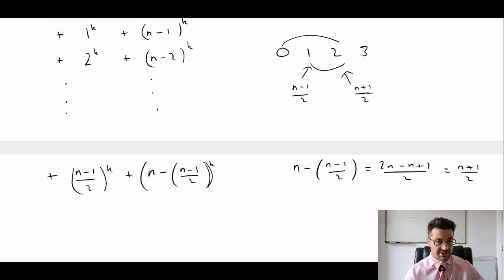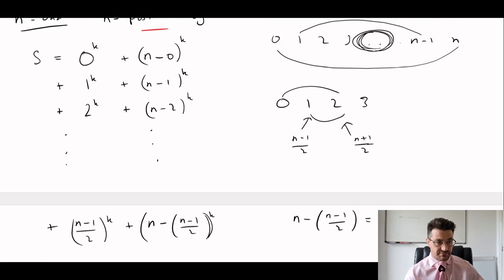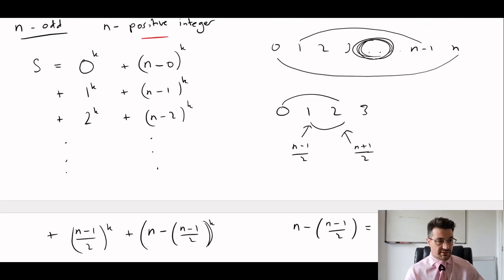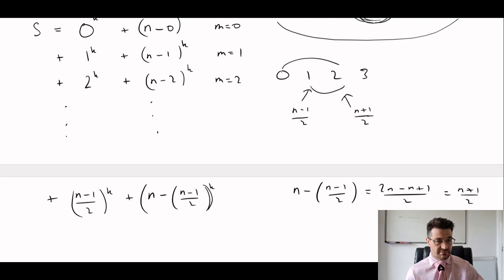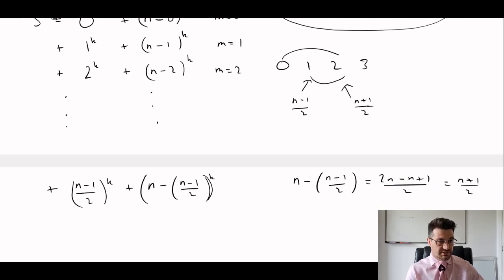So why is this useful? Well, in this case, we've effectively got m is equal to 0. In this case, we've got m is equal to 1. In this case, we've got m is equal to 2. And in the last case, just let me get rid of this junk here.